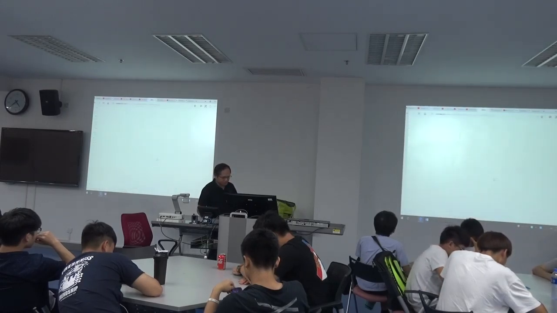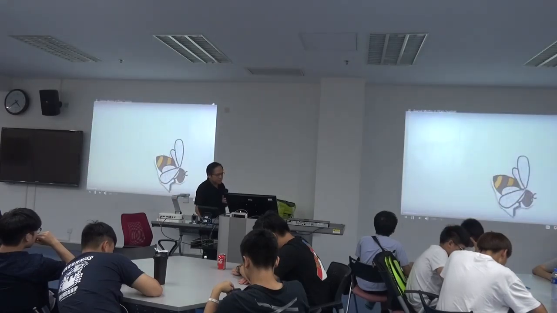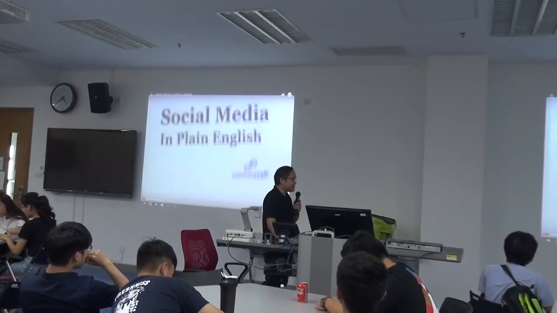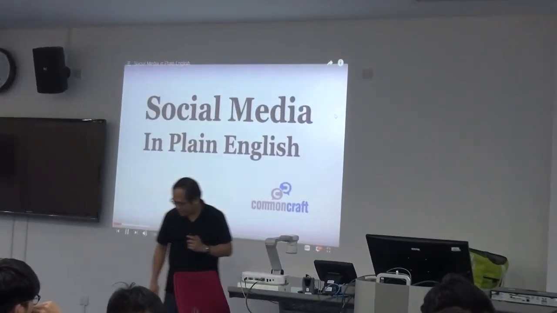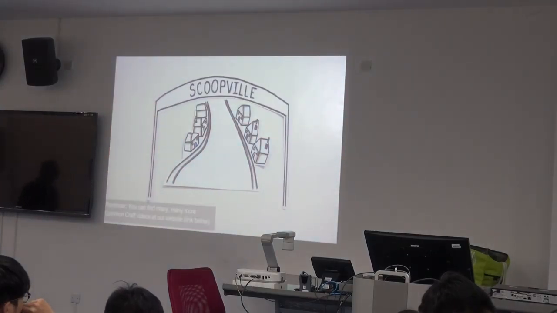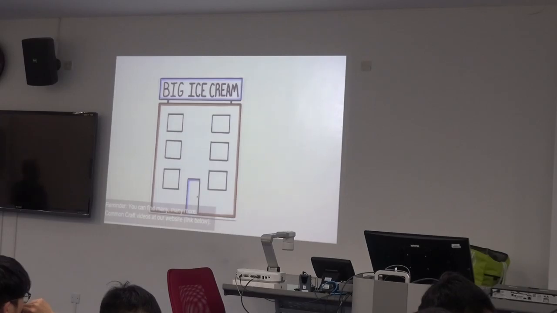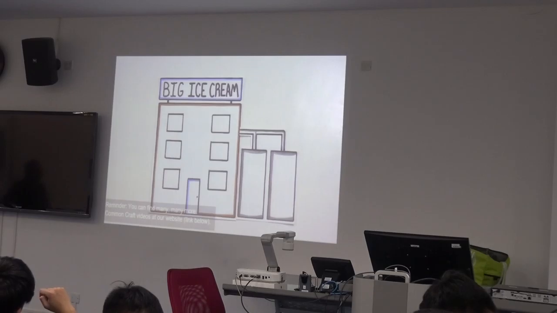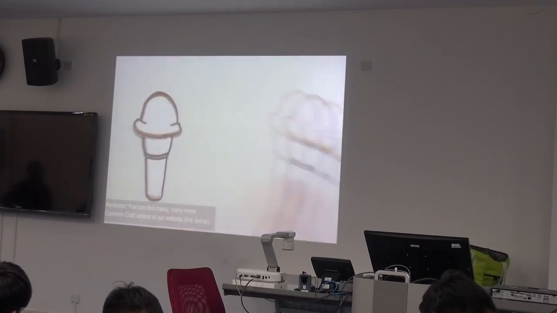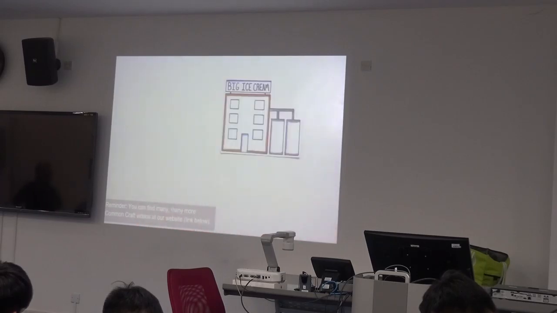Okay, social media. I'm sure you've heard the buzz. Social media may be the next big thing. What's it all about? This is social media in plain English. Let's take a visit to Scoopville, a town that's famous for ice cream. For over 20 years, Big Ice Cream Company has been making high-quality ice cream with a big factory in town. A few years back, the company did focus groups and found out that they could maximize profits by offering three flavors, chocolate, vanilla, and strawberry. The residents of the town were content. They never thought it could be different.